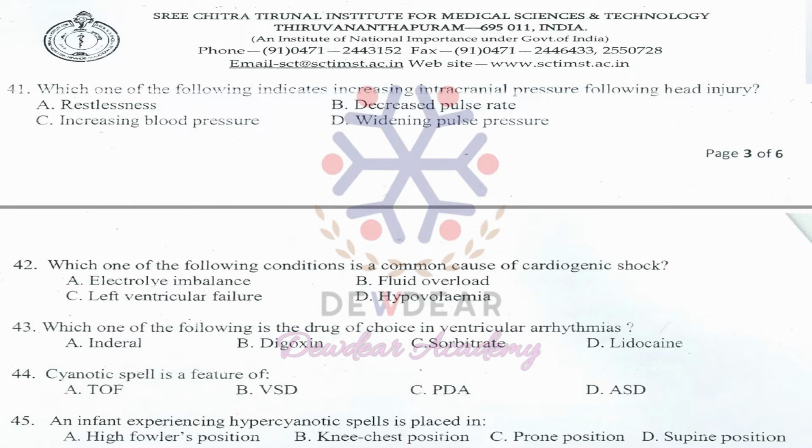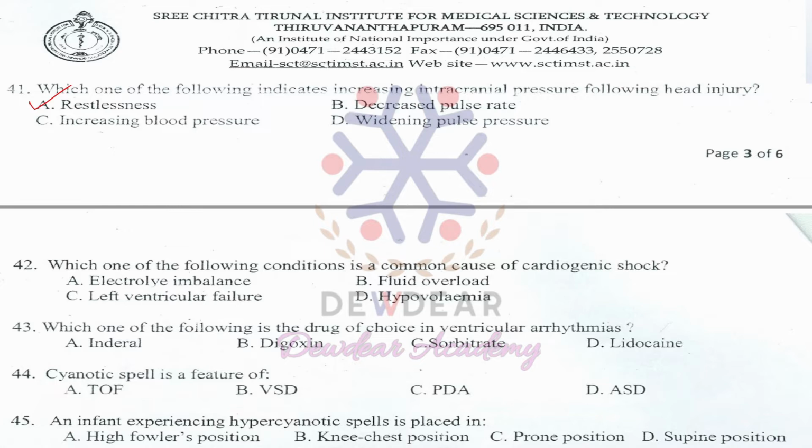So let me start with the first question, that is the 41st question. Which one of the following indicates increasing intracranial pressure following head injury? Options are restlessness, decreased pulse rate, increasing blood pressure, widening pulse pressure. So here the correct answer is option A, restlessness. Restlessness indicates increasing intracranial pressure following head injury.